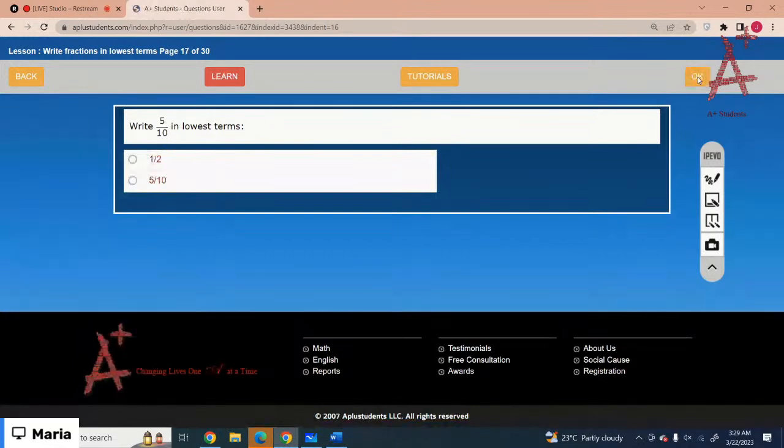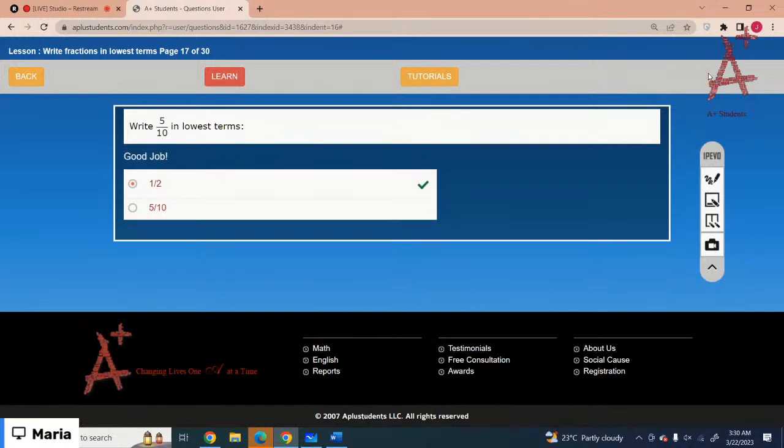Okay, write 5 by 10 in lowest terms. So which is the correct option? The correct option is 1 over 2. Got it? You can divide them by 2. So it would be 1 over 2.